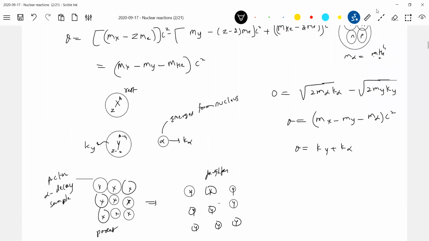It must be the same, because the kinetic energy carried by the alpha particle will be determined by the ratio of masses, no? M alpha and M Y. And for all parent and daughter nuclei, what happens? They will have the same mass. So what is the kinetic energy of all alpha particles? Must be the same.